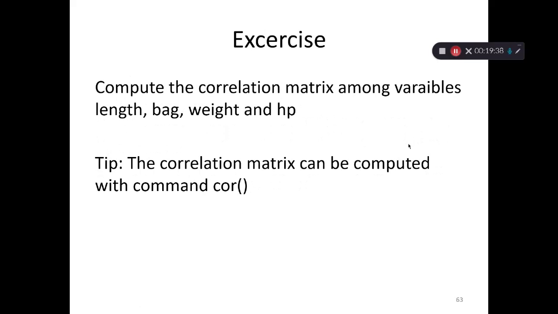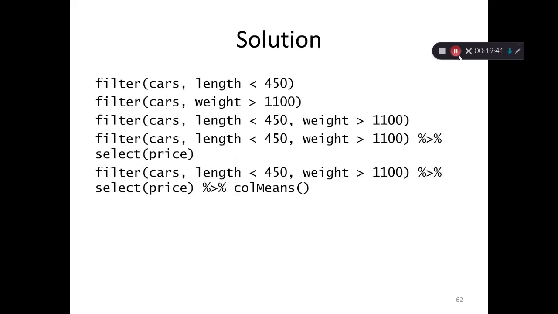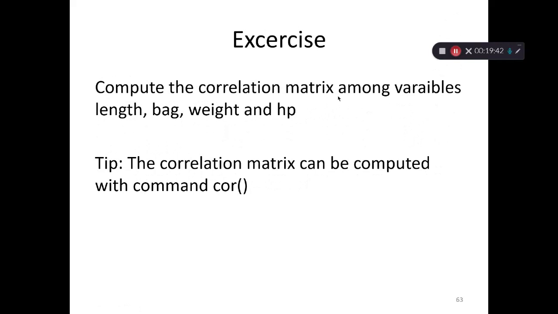Another exercise: compute the correlation matrix among the variables length, bagger size, weight, and horsepower. The correlation matrix can be computed with the command cor. So if you go to the help file of cor, you see all the options, but essentially if you give a data frame to cor, it computes the correlation of the variables you give as input.